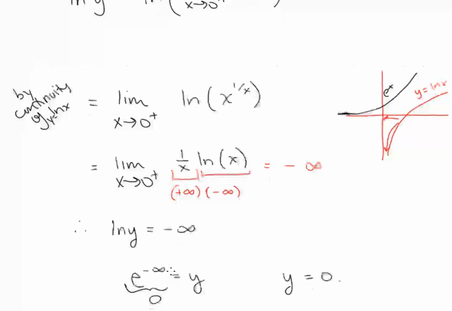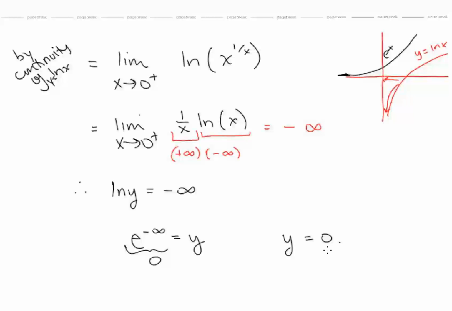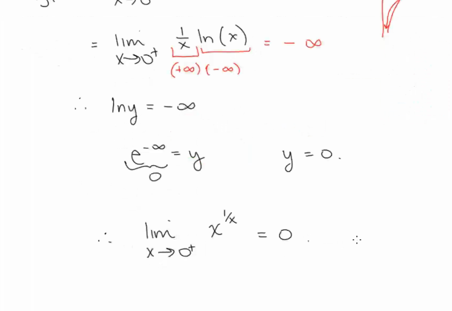So what does that tell us about y? Well, let's take this back to exponential notation. e to the negative infinity is equal to y. Notice on the graph of e to the x, as x goes towards negative infinity, e to the x goes to 0. So this limit is 0 and y is equal to 0. And remember, we called our original limit y, so this is the limit that we're looking for. It's 0. And with this, we'll end our lesson on the number e as a limit.